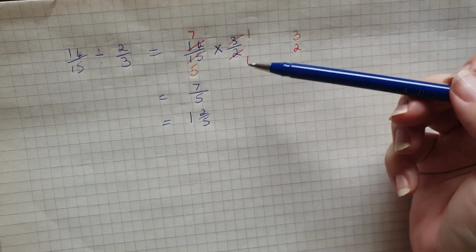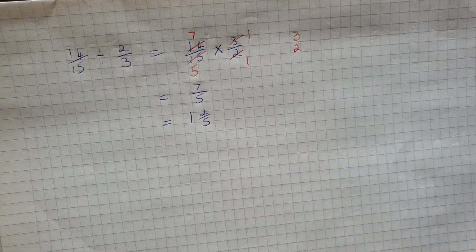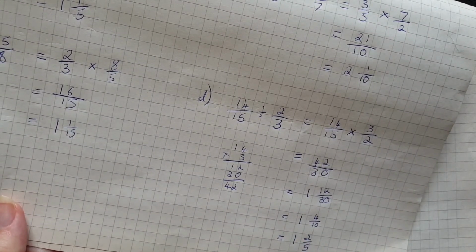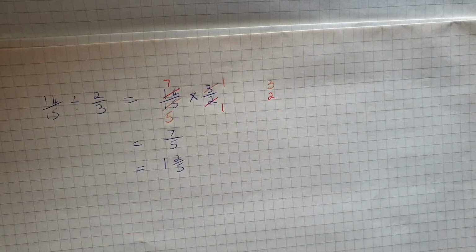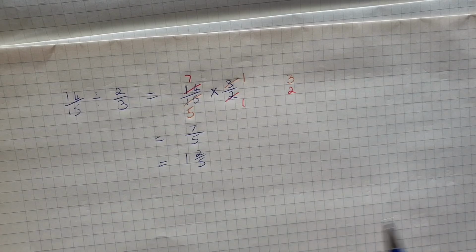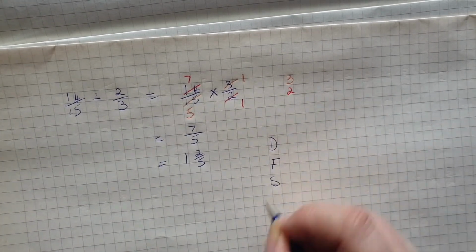Now it doesn't matter if you do the simplification first, then multiply, or, oops, lost the page now. Or you multiply and then do the simplification. Both of them get to the same answer. When you're dividing by fractions, you flip and swap. D, F, S.